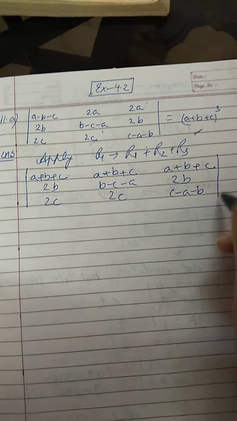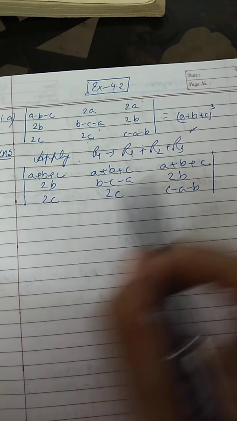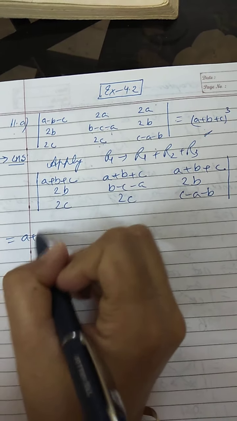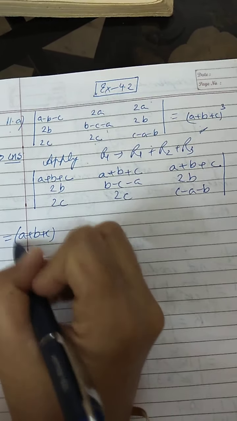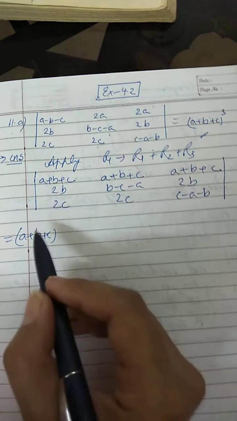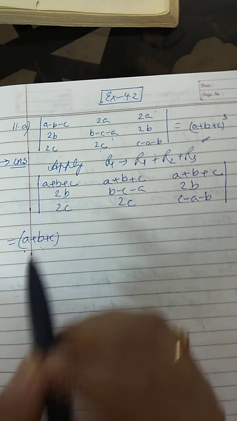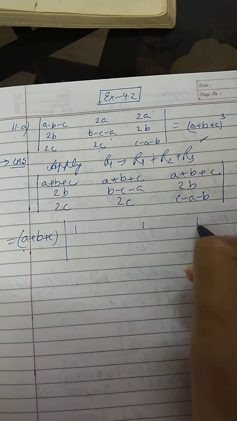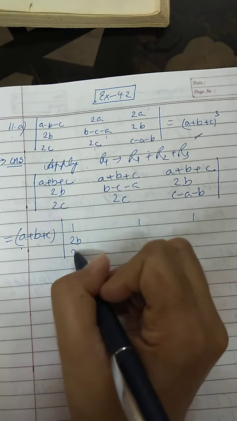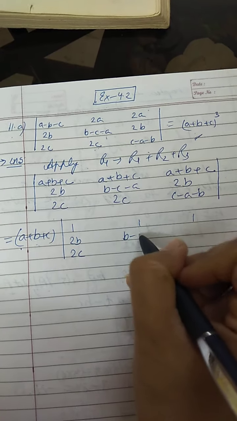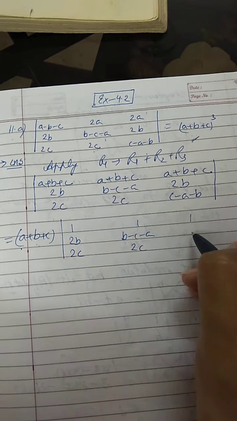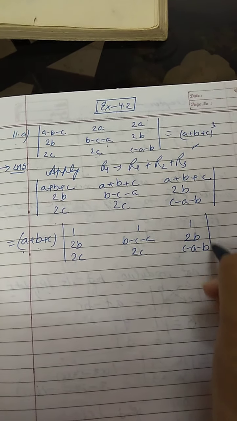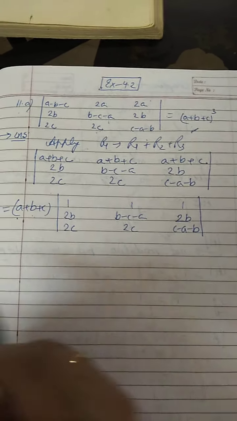Okay, so this thing is done. Now in the whole first row, what is the term? a plus b plus c. So we will take a plus b plus c common in the first row. We are taking the term common from one row, so it will be a plus b plus c whole power 1, and row 1 will have 1, 1 and 1, right? So here 2b and 2c, here b minus c minus a, 2c, and this is our new determinant.